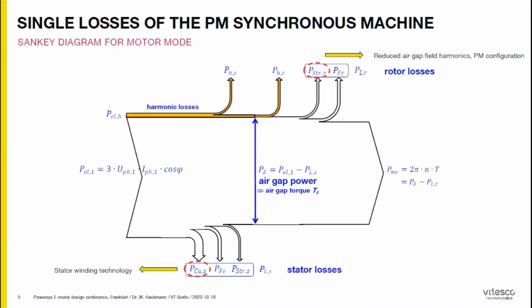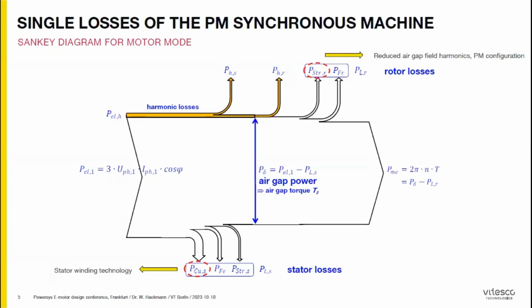Then today we are normally doing the application with permanent magnet machines. And for the analysis of such a machine type, it's very important to have a view on the single losses of such a type of machine. The picture for this can be given by a so-called Sankey diagram. This is a power flow diagram, in this case for the motor mode. And you see here the input power on the left side. This is the electrical input power, in this case for the fundamental frequency.